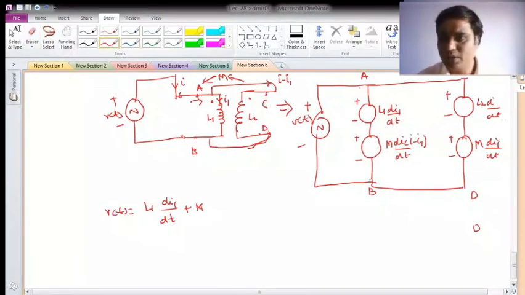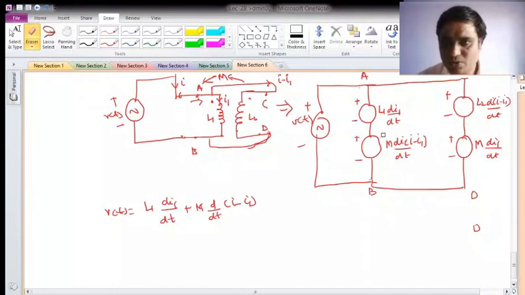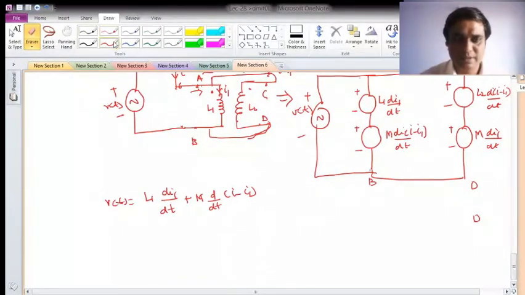This will be I minus I1 plus M d/dt of I minus I1. Here also I is not there. So this is the first equation.